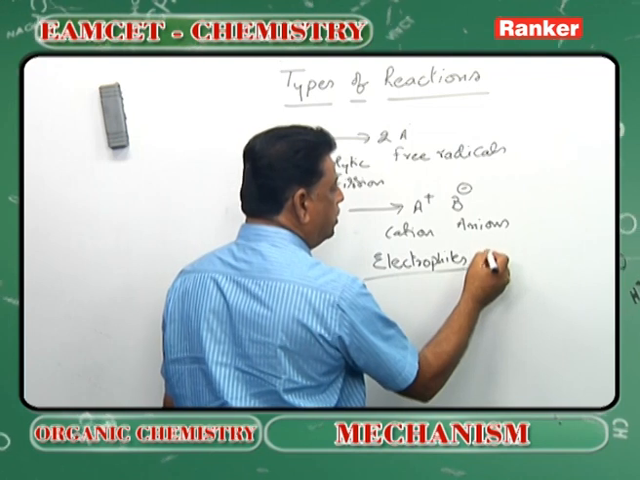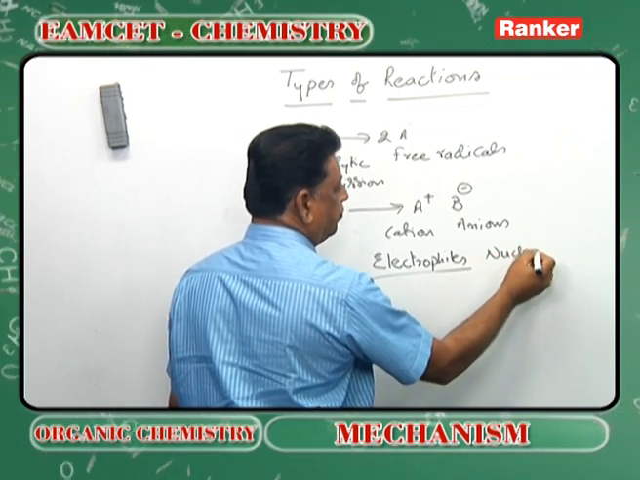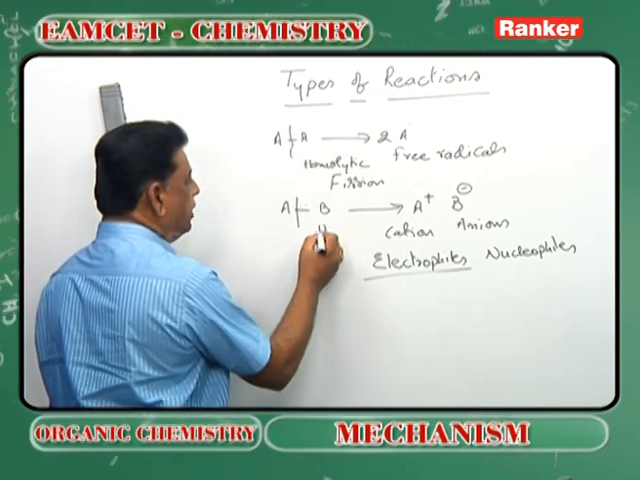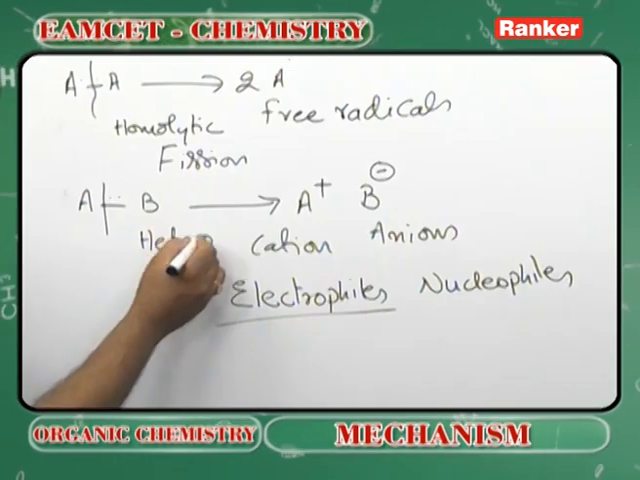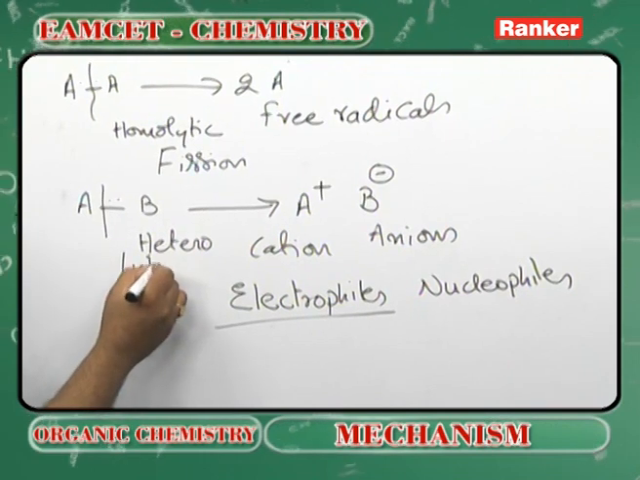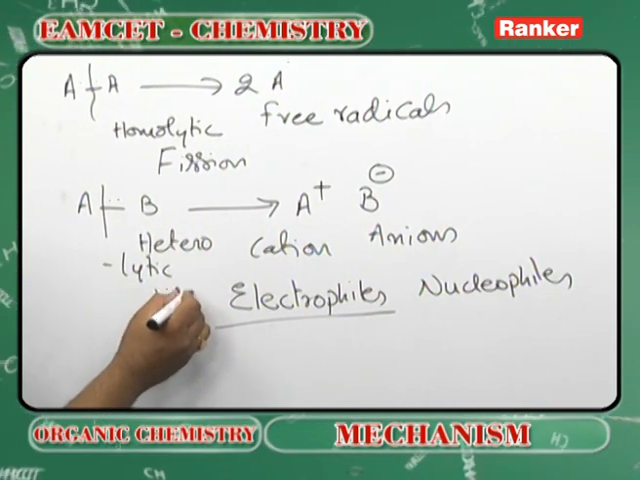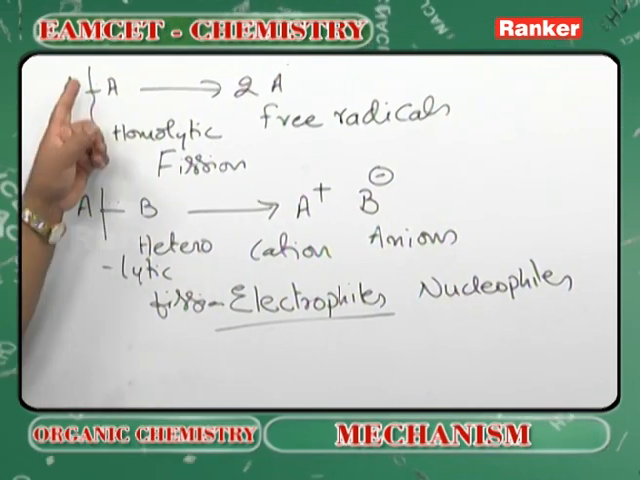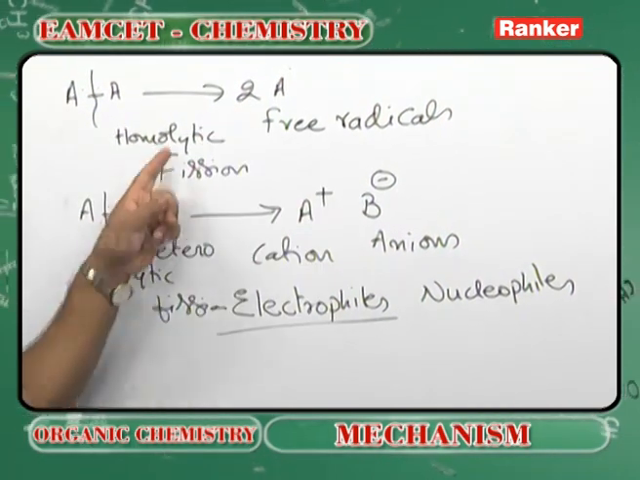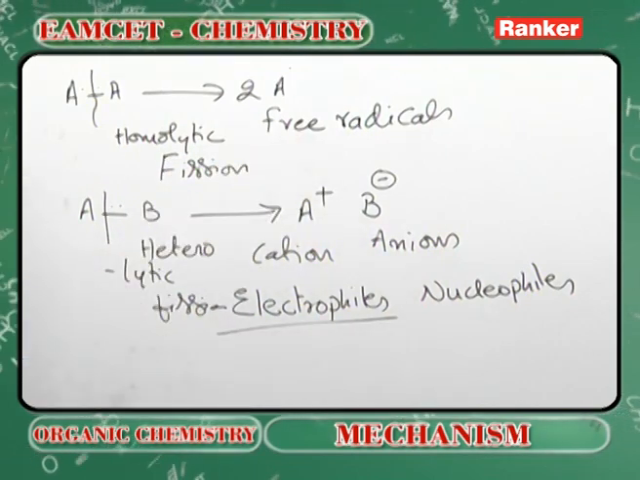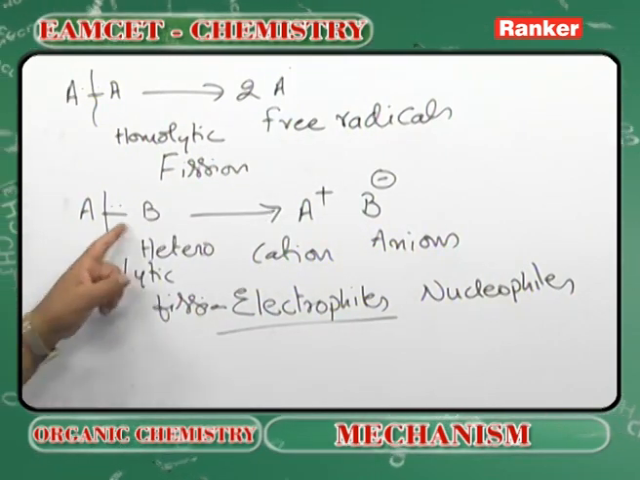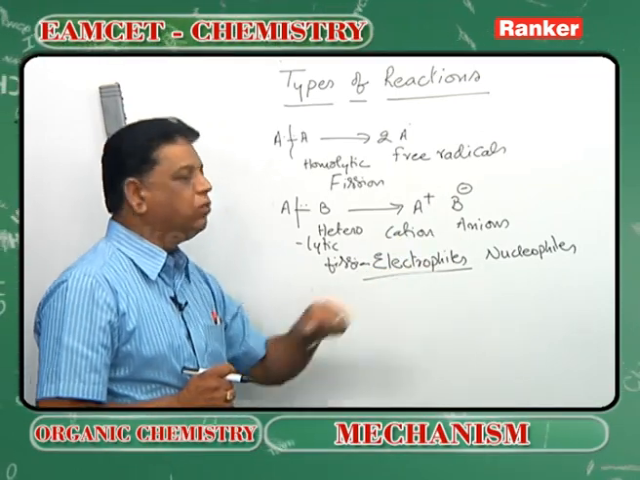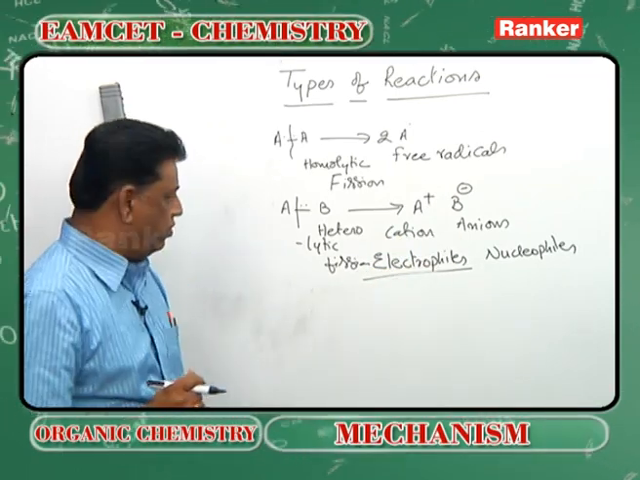The other ones are called nucleophiles. This type of reaction is called heterolysis or heterolytic fission. So there are basically two types of fissions in organic chemistry. Center breakage leads to homolytic fission and forms free radicals. Uneven breakage makes cations and anions, which are in turn called electrophiles and nucleophiles.